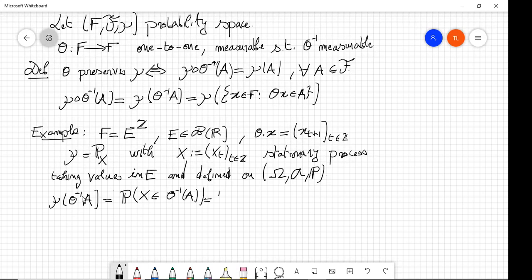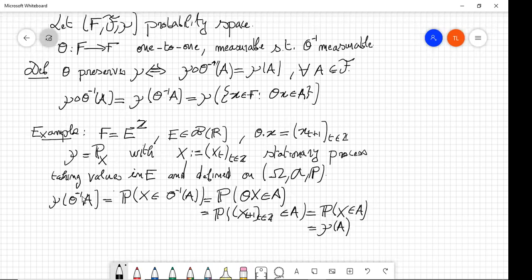which is also the probability that theta applied to X is in A. So this is also the probability that (x_{t+1}) for t in Z is in A. And of course, by stationarity, it is also the probability that X is in A. And this is also equal to the measure of the set A. So this is the most important example, and a fundamental example that we will use for time series analysis, this shift operation over the set of sequences.